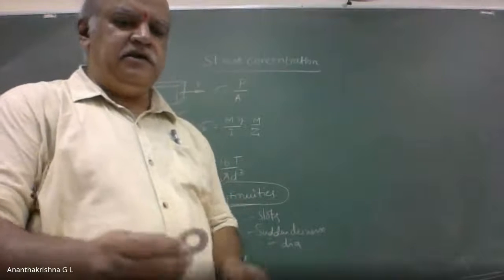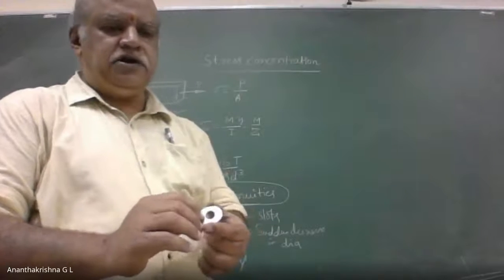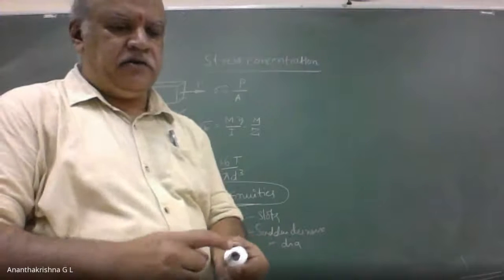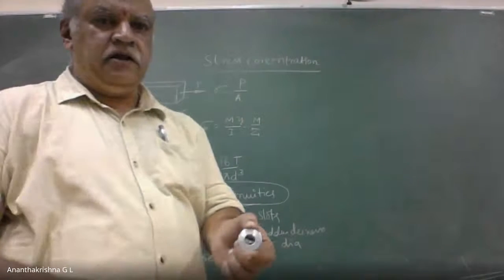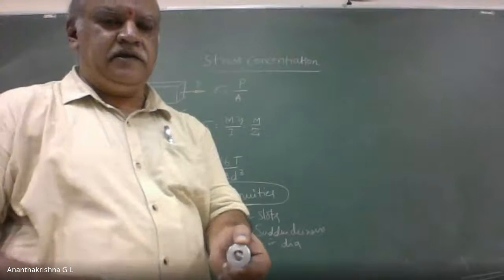Yes, sir. Okay, now what is this? Can anyone tell me what this is? Washer. It's a washer, right? So a washer has a discontinuity in the form of what? In the form of a hole, correct? Presence of that discontinuity is very, very essential.